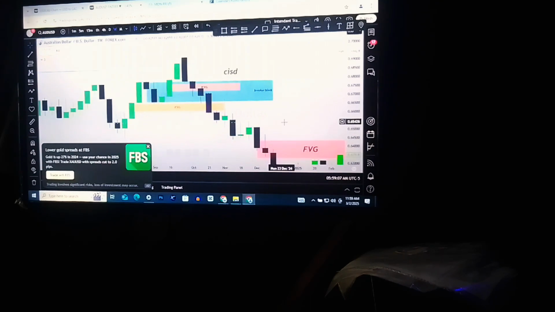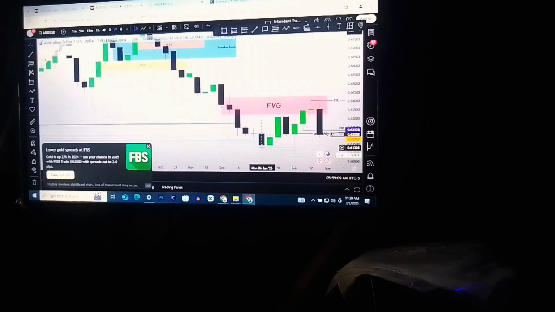Okay, we see price trade into this fair value gap, into this breakout block, tap the breakout block and continue downwards till it took out this low. Now this is a long-term low, it took it out.